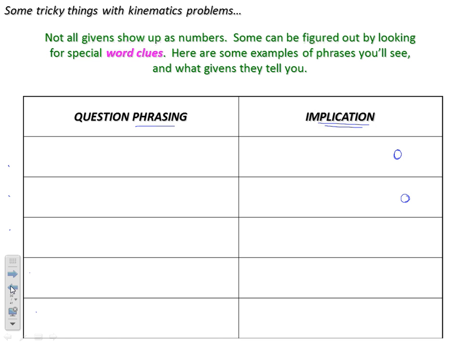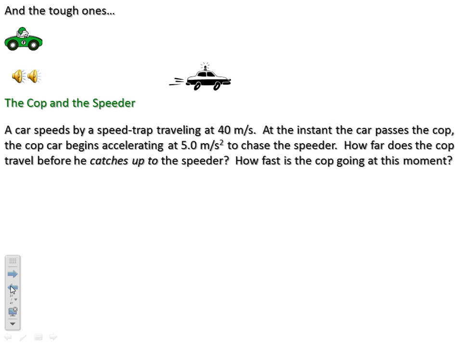Now, I'm going to show you a harder problem. This is a classic kind of problem called a cop and a speeder. Here's what happened. A car is speeding, that's our green car up top. It speeds by a speed trap, moving at 40 meters per second. At the instant the car passes the cop, the cop begins accelerating at 5 meters per second squared to chase the speeder. How far does the cop travel before he catches up to the speeder, and how fast is he going?